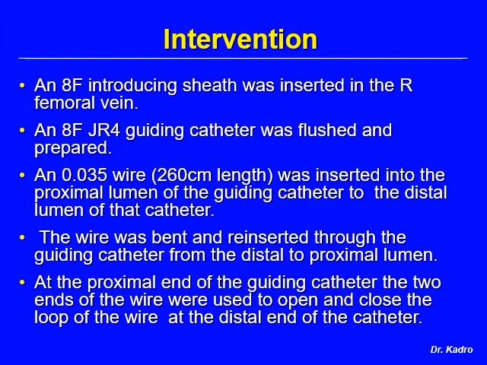A 0.035 wire with a length of 260 centimeter was inserted in the proximal lumen of the guiding catheter to the distal lumen of that catheter. The wire was bent and reinserted through the guiding catheter again from the distal to the proximal lumen. So at the proximal end of the guiding catheter, the 2 ends of the wire were used to open and close the loop of the wire at the distal end of the catheter.